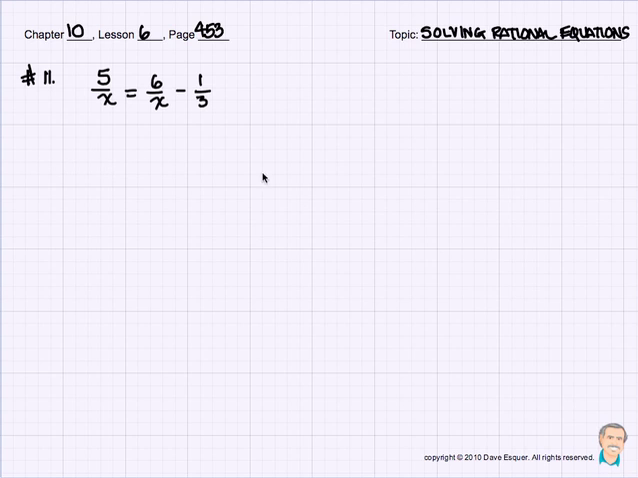I think we're going to be able to figure out pretty quickly that our least common multiple for this has to be 3x. So we've got to have the denominators all be exactly the same. So we have 5 over x is equal to 6 over x minus 1 over 3. And we're going to have to be multiplying this stuff by something. We need to multiply this one by 3 over 3. We need to multiply this one by 3 over 3. And we need to multiply this term by x over x. That gives us our least common multiples of 3x, 3x, and 3x.